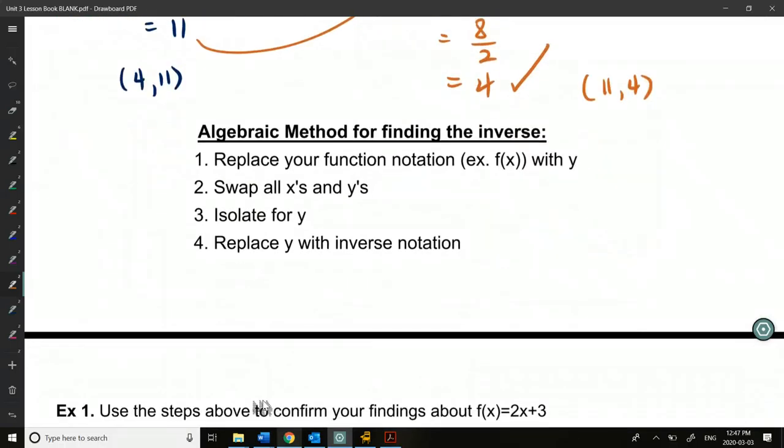So here are your steps for algebraically finding an inverse. If you're dealing with function notation like f(x), g(x), whatever, you're going to replace that with y. Once you've done that, switch all x's and y's. So wherever you see an x, replace it with y. Wherever you see a y, replace it with x. And then your job is to isolate for y. What this does is, in the isolation process, as we're moving things, it undoes BEDMAS, right? So it undoes all of the operations of the original function. And then once you have y isolated, you're going to put this back into function notation with the little inverse notation. Okay, so let's try it.